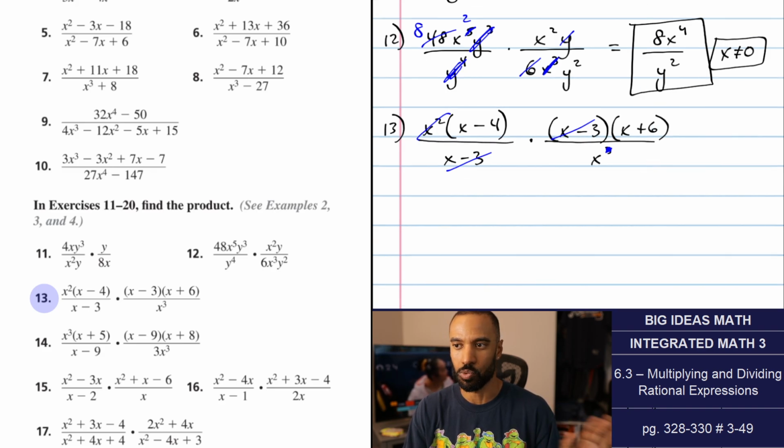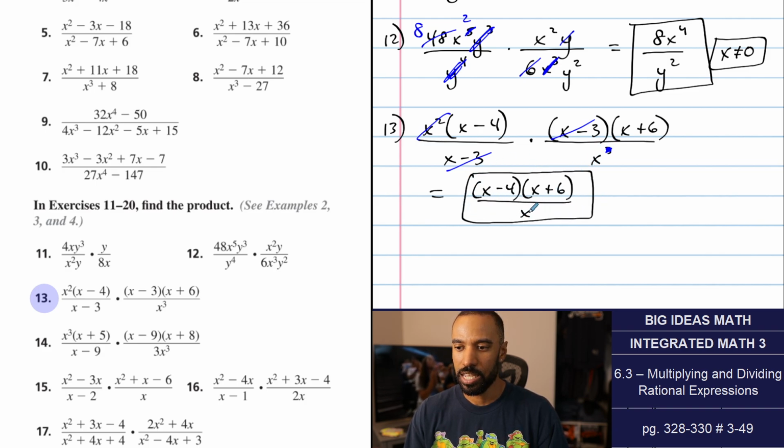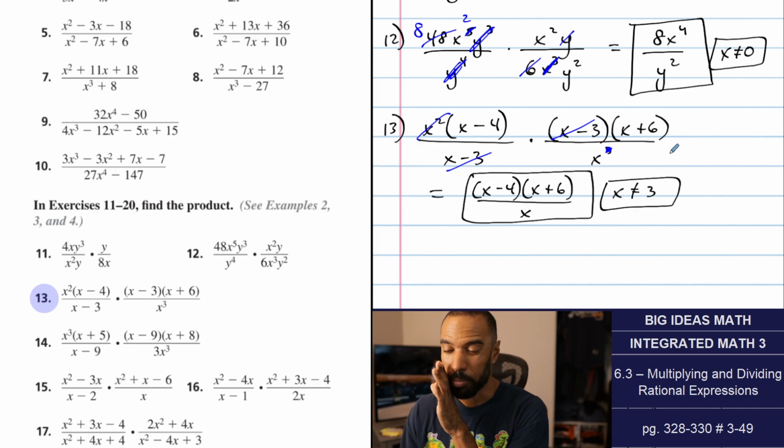This is one of those cases where I don't need to write it as a whole. Now I will, now that I'm multiplying in full. This is x minus 4 times x plus 6. You can leave it factored, that's cool. And this is all divided by just that one x. Now, x couldn't equal 0 before, it still can't now, so we don't have to mention it, but x can't equal 3. That's the one we really need to bring up here. I think we need to bring up both.